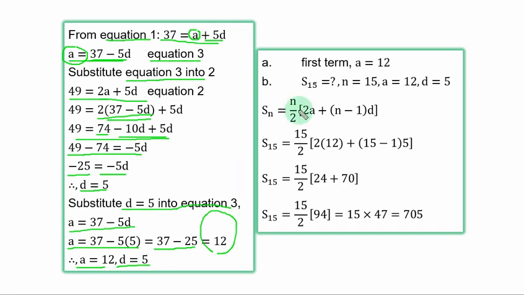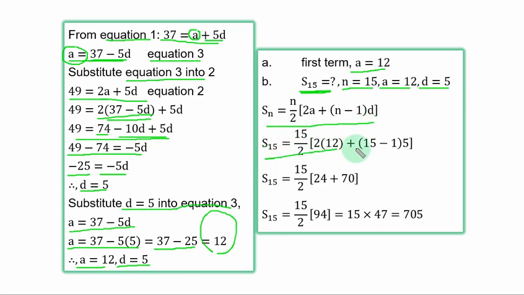A part of the question, first term is equal to 12. Now you are asked to get the sum of the first 15 terms. That is s sub 15. At that point, n is equal to 15. The first term a is 12. The common difference d is 5. This is the sum of terms formula. You replace n with 15, a with 12, and d with 5.